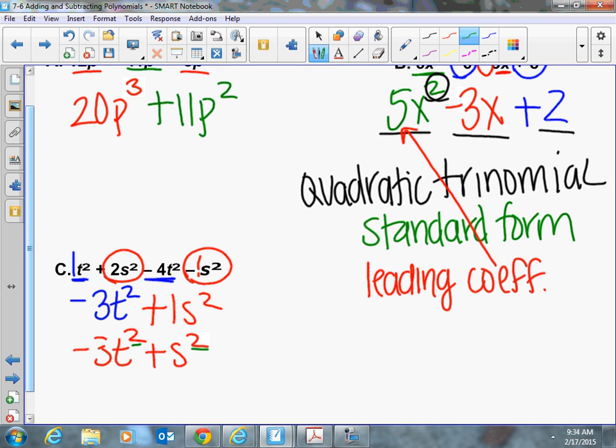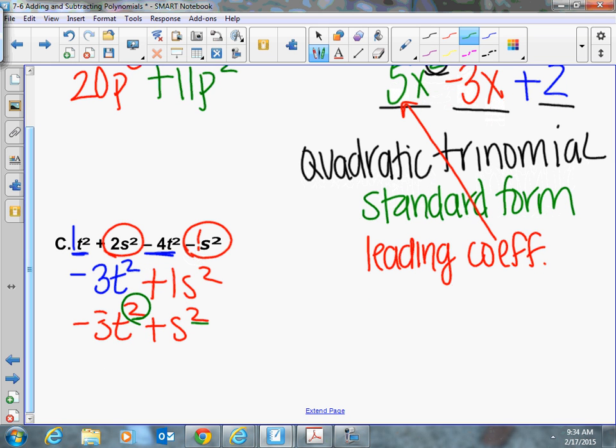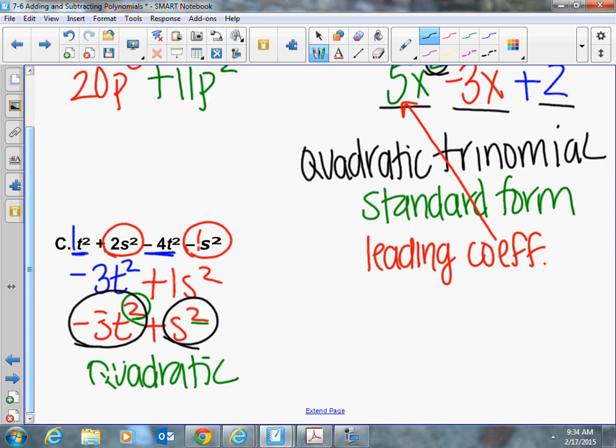Now, let's talk about some of our vocab words. The highest exponent is a 2, so we would call this quadratic. Now, how many terms are there in this answer? Here's one term. Here's a second term. When there are 2 terms, we call this a binomial. Think about a bicycle, 2 wheels. So when there's 2 terms, it's a binomial. Going back to our second example, there were 3 terms: tricycle, 3 wheels, trinomial. The leading coefficient in our answer was a negative 3.